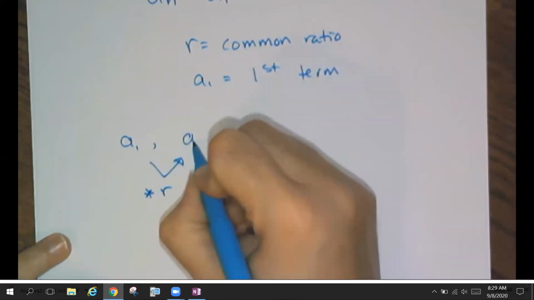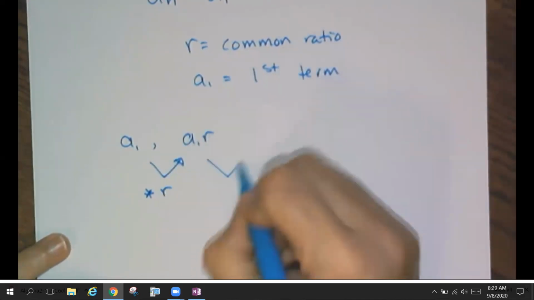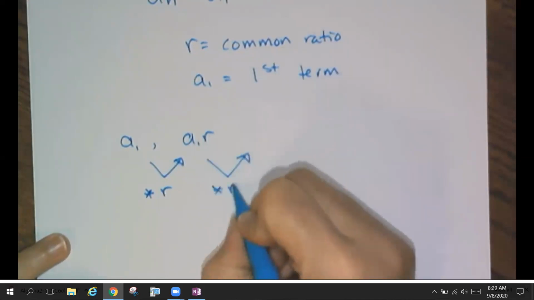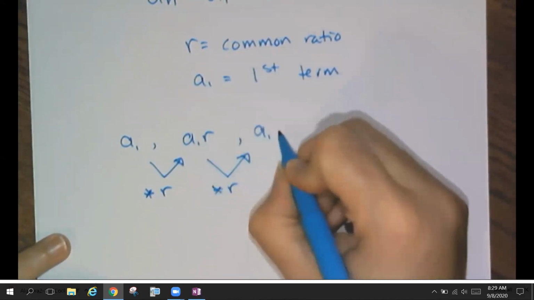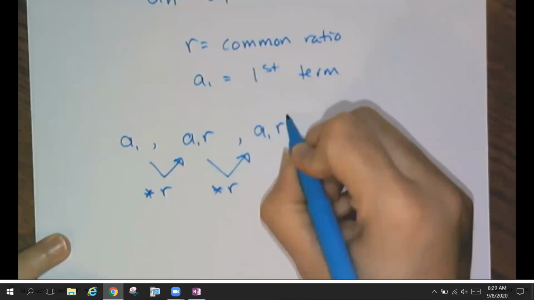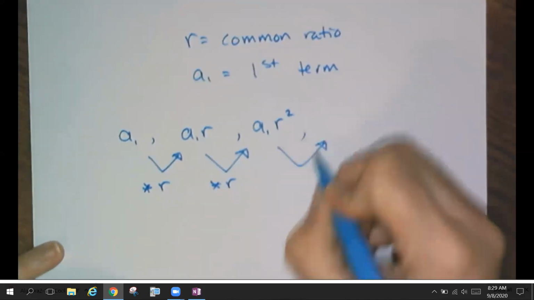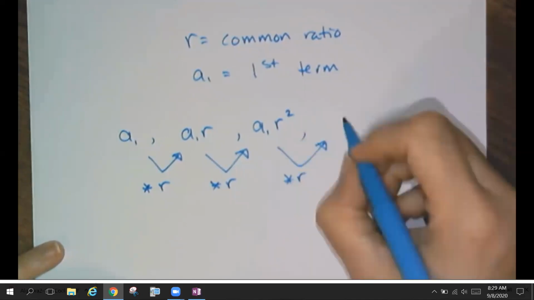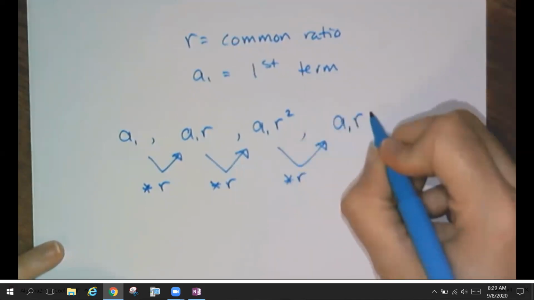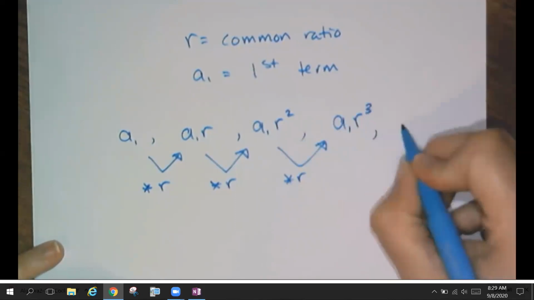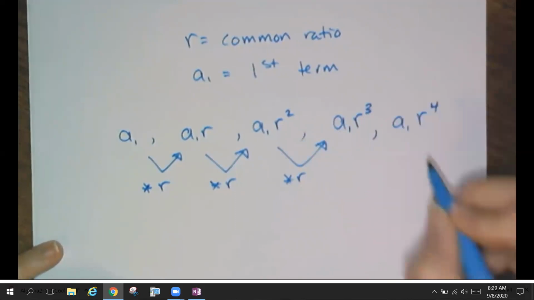So you get a sub 1 r. And to find the next term, you have to multiply by r again, so you get a sub 1 r squared, or r times r, which is r squared. And then to find the next term, I multiply by r again, and I get a sub 1 times r to the third power, and then I get a sub 1 r to the fourth power for the next one.